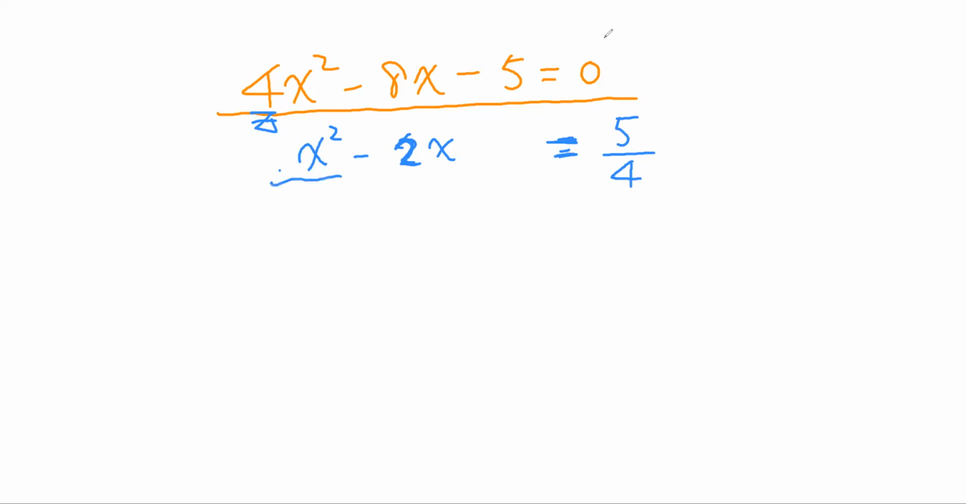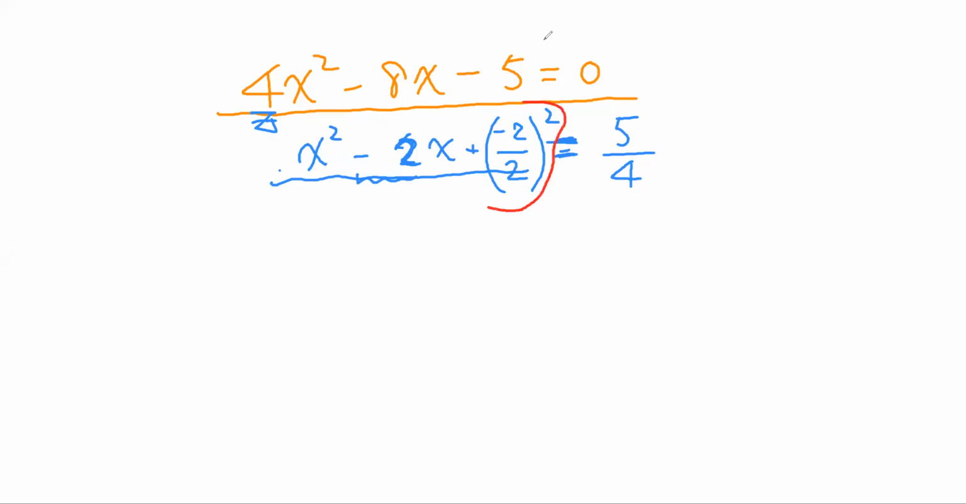All right, so we need to make this one become a perfect square. How do we do that? Just like what we said earlier. Here the coefficient is -2. Put a -2 right here, take half of it, and then square it. That's what we want.